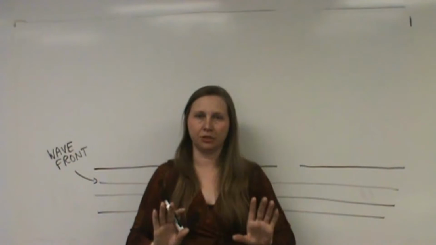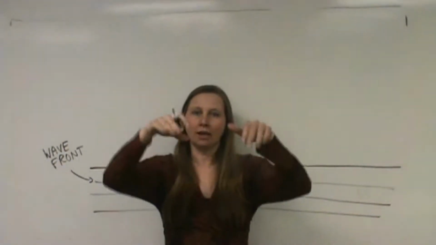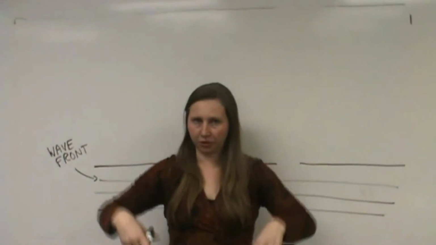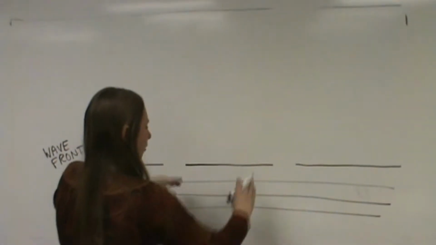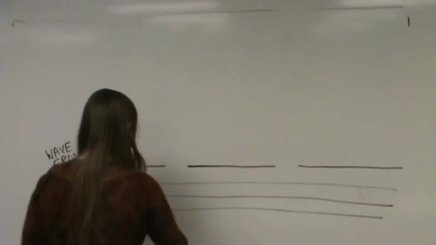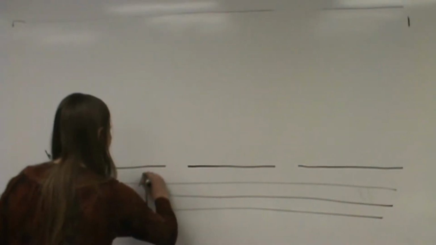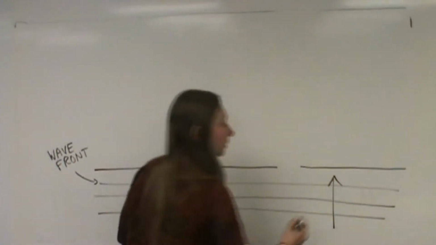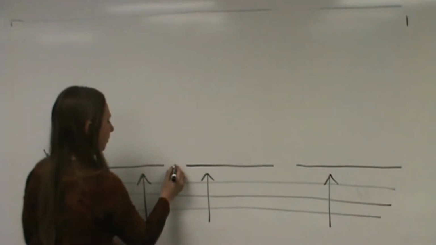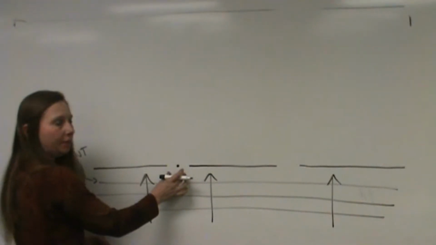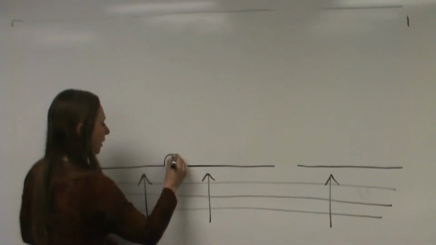So think of it like this: crest, crest, crest. So there's a whole line of them. That's what you're seeing here. Now, the wave is going that way, going toward the slits. I'm going to put a little point here. The wave squeezes through the opening and spreads out on the other side.